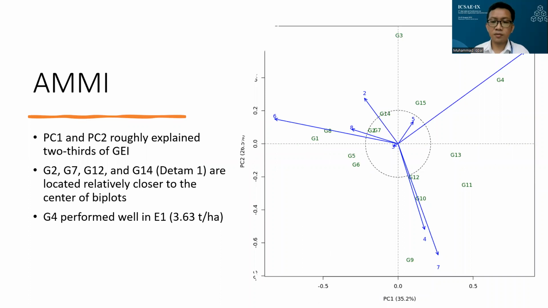For AMMI, we found a different set of genotypes considered stable. First of all, principal component 1 and principal component 2 roughly explained 2/3 of the interaction. And then there are 4 lines, 3 mutant lines and one test line, Datam 1, considered stable because they are located relatively closer to the center of the biplot. The other lines are relatively location specific. For example, here genotype 4 performed well in environment 1 with 3.63 tons per hectare, but this is not stable in other environments.